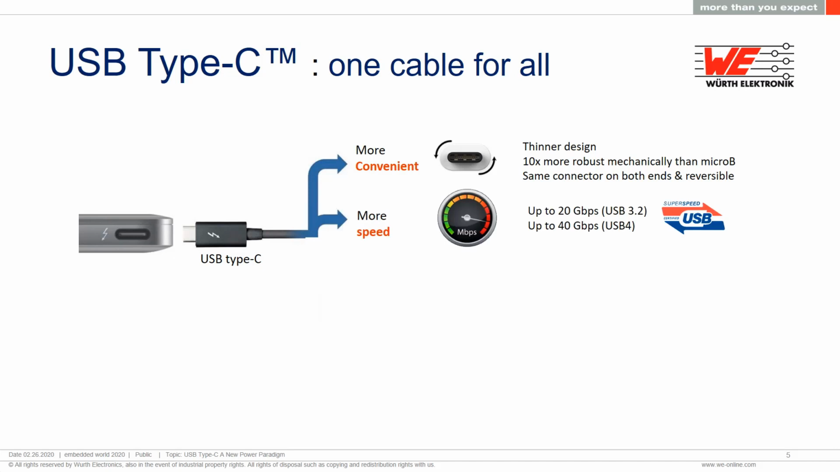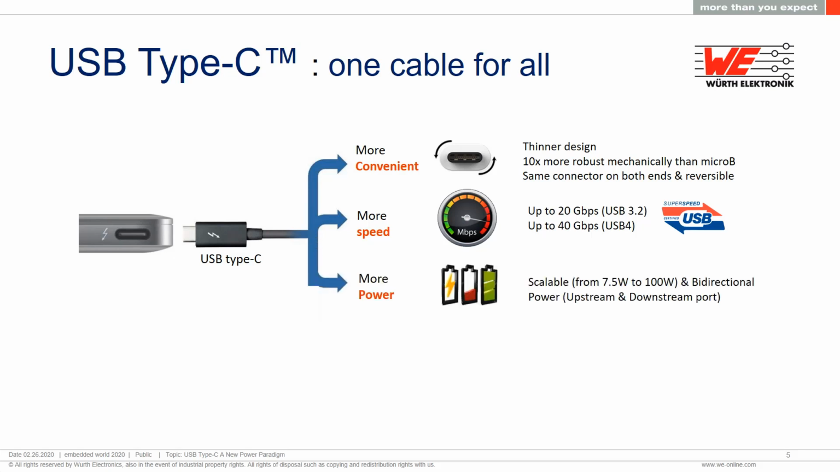The cable has 5 data pair lines, which enables speeds of up to 40 gigabits per second under USB 4, so it has an incredible amount of speed and is still backward compatible with the lower speeds. It can deliver more power. It's the first connector to fully support USB power delivery, scaling anywhere up to 100 watts, and this power can be bidirectional. We'll be looking at that later.